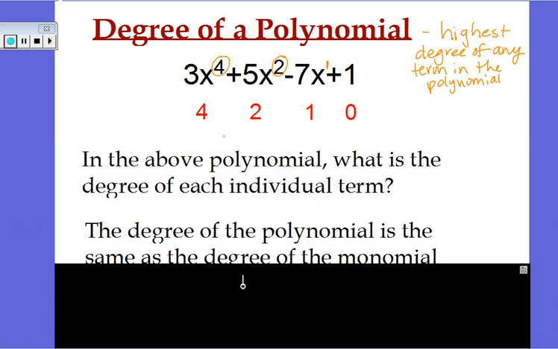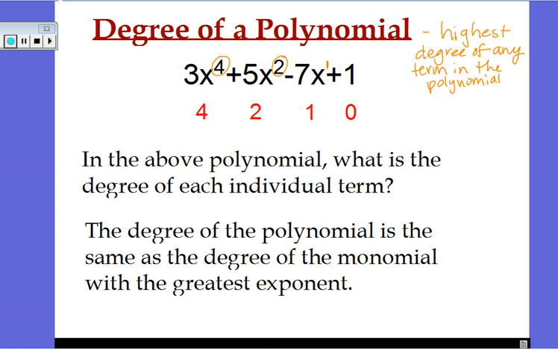So in the above polynomial, we looked at the individual terms. The degree of the polynomial is the same as the degree of the monomial with the greatest exponent. You find the monomial with the greatest exponent, or the greatest degree, and that's going to be your degree. So the degree of that polynomial is 4.